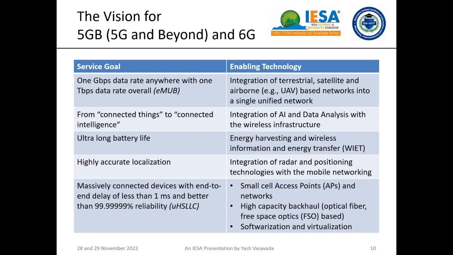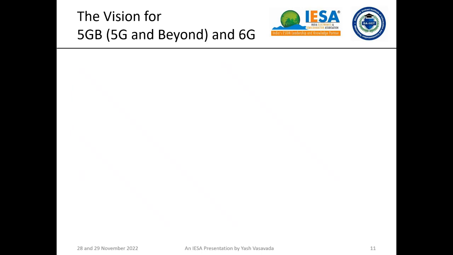And these connections, the connectivity is highly reliable. And there are a lot of technologies that are currently being developed and will continue to be developed for the next 10, 15 years, which will be in the background, kind of behind the curtain, so to speak, for the end users. Small cell access points and networks, high capacity backhaul using either optical fiber or FSO type of techniques, and then network softwareization and virtualization, right? So these are some of the research domains that are highly active.